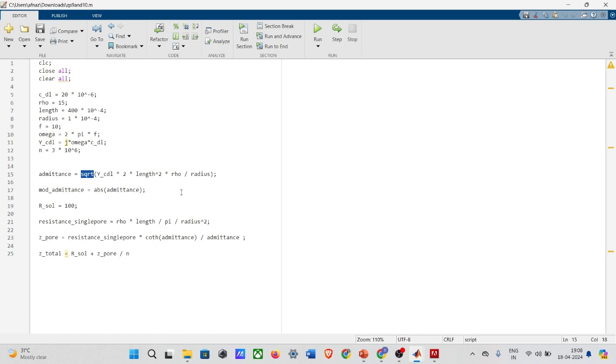Yes, this dimensionless admittance is nothing but the square root of YCDL into rho into L square by R, okay, 2 into 2 also. So the formula is having a root. Basically, dimensionless admittance raised to the square is what is ML. So that's why that root is coming.